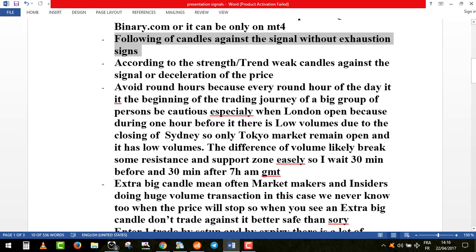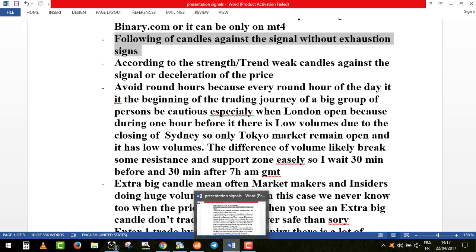So I counsel you to be careful at 9 a.m., 10 a.m., and every round hour along the day. You can be aware and say to yourself, okay, it is exactly 8:55, and in 5 minutes this is the opening of a group of traders who will bring some amount of volume, so I have to be cautious on this specific trade. And the most important case is the opening of the London market.